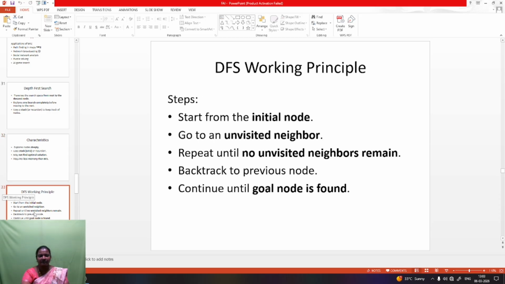The working principle of DFS. Here the following steps are followed in the DFS algorithm. Start from the initial node or parent node. Go to an unvisited neighbor, that is a child or successor. Repeat this process until no unvisited neighbors remain. If a node is already visited, then we have to backtrack to the previous node. Continue this process until the goal node is found.